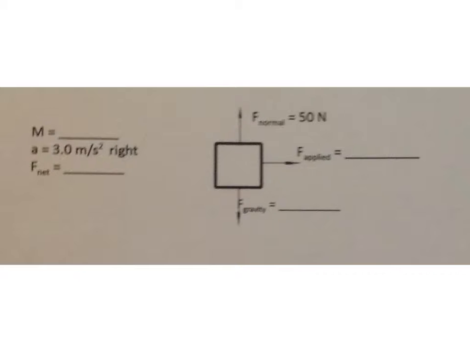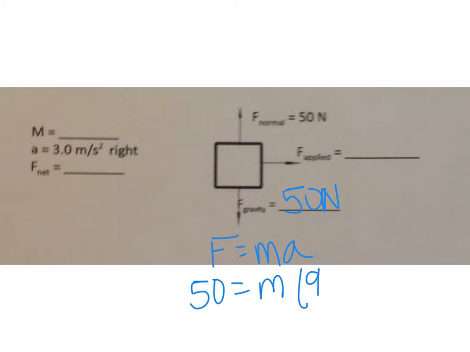So our normal force and our force of gravity are going to be equal. So your force of gravity is also going to be 50 newtons. Then your next step would be to find your mass. You are going to use your F equals ma formula for that, and you're going to plug in your force of gravity of 50, solve for mass, and then your acceleration due to gravity, which is 9.8. All right, when you solve, your mass is going to equal 1.5 kilograms.